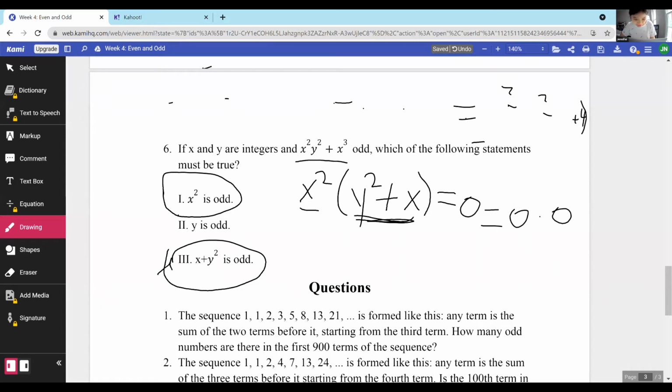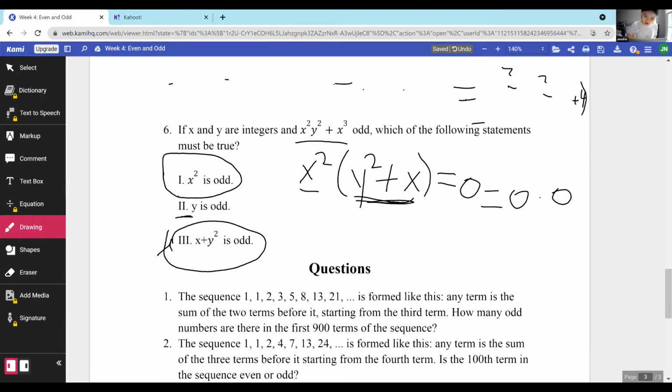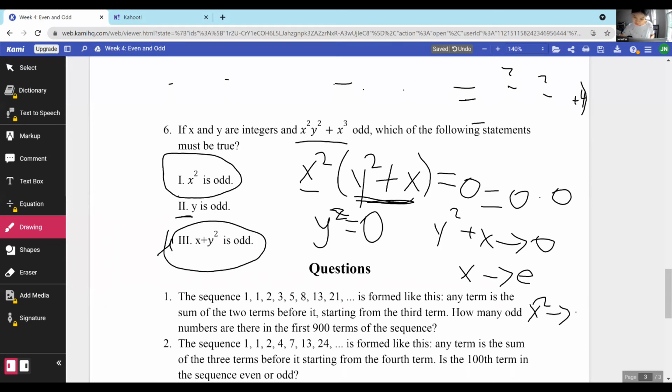Well, what if y is odd or y isn't odd? If y is odd, then y squared will be odd since it's odd times odd. Then since y squared plus x also has to be odd, x will have to be even to make the sum odd. Then if x is even, that means that x squared must be even too, because even times even, which shows that actually y can't be odd and the statement actually has to be false.